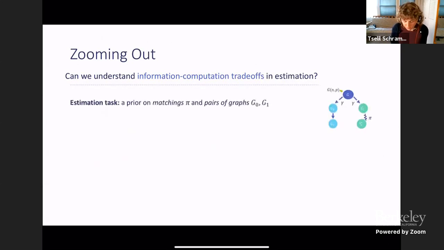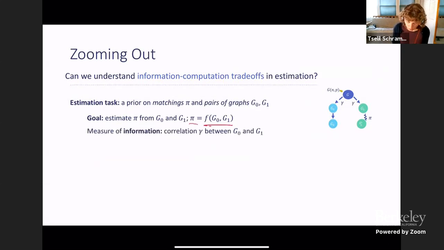The problem that we considered was an estimation problem. We had some prior on matchings and pairs of graphs, and our goal was to estimate the matching seeing only the 2 graphs. So we wanted some function of the graphs that would give us the matching. Our measure of information was the correlation between the 2 graphs, this correlation gamma. Running time is a natural measure of complexity, but you can also take the degree of this function f that we're looking at. In classical complexity theory, people often look at the degree of the polynomial to compute something as a measure of complexity. So that's going to be our proxy for computational complexity.